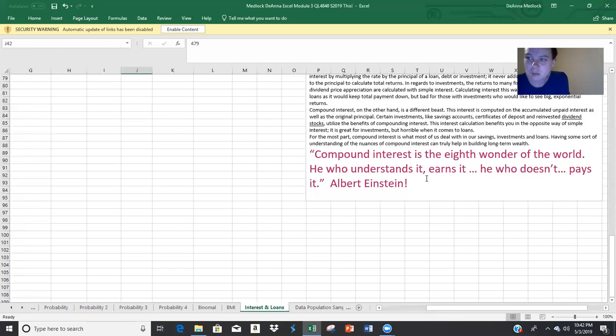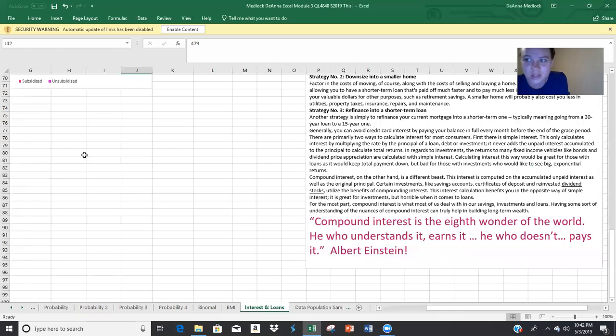And my favorite from Albert Einstein is: compound interest is the eighth wonder of the world. He who understands it earns it. He who doesn't pays it. So hopefully you learned something from this.